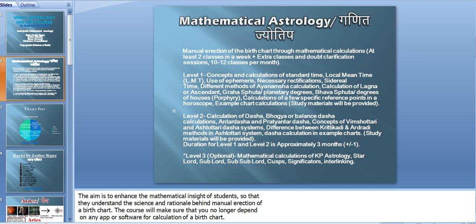You can learn those also if interested. Then comes a calculation of few reference points in a horoscope like Bijasputa, Ketrasputa. Okay, there are other planetary points like the degrees of upagrahas. Okay, those are also very important. So those reference points will also be taught, and example chart calculations will be there. Okay, we'll be manually erecting the birth chart of the native with example chart. Okay, and study materials will be provided.